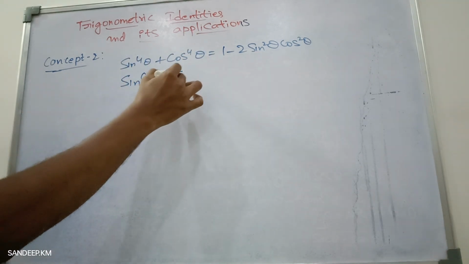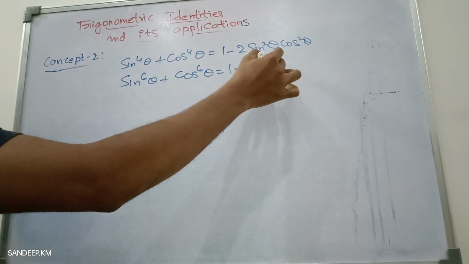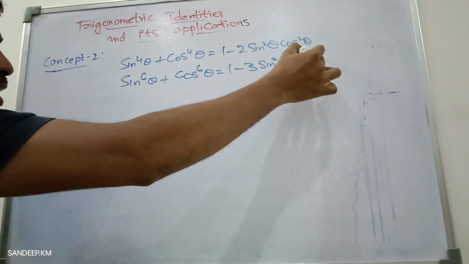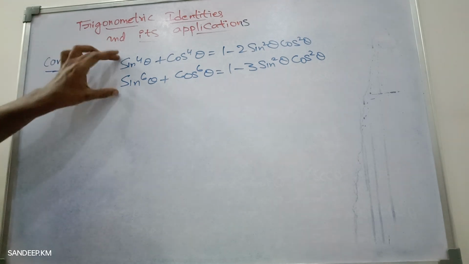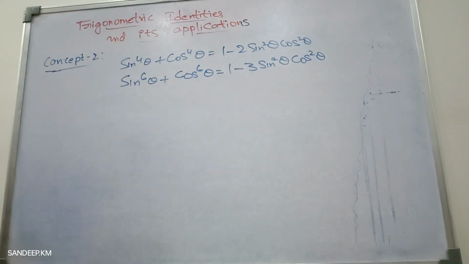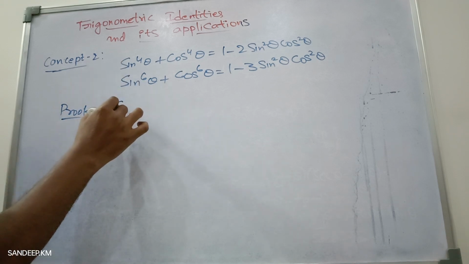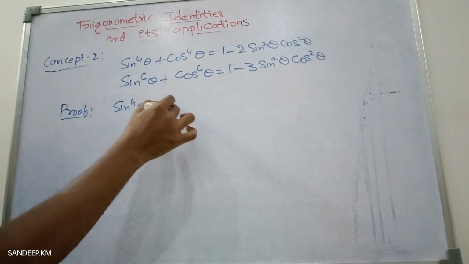And at the same time, sin power 6 theta plus cos power 6 theta is equal to 1 minus 3 sin square theta cos square theta. So these two are very important to remember because we will directly use them in many of the problems. So for now, let us see how to prove these two. Okay, proof. First, let me take sin power 4 theta plus cos power 4 theta.